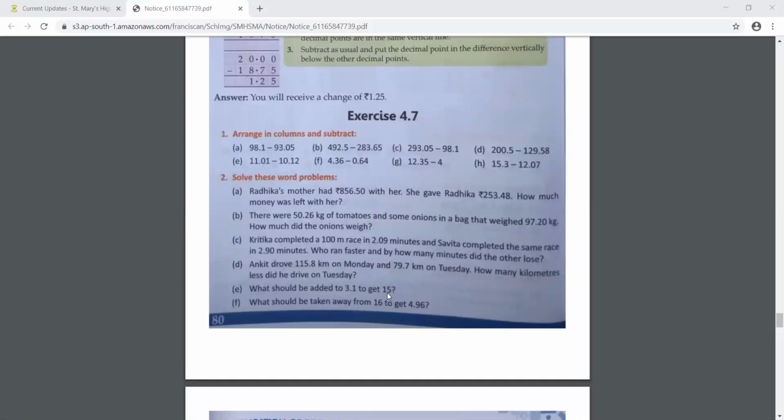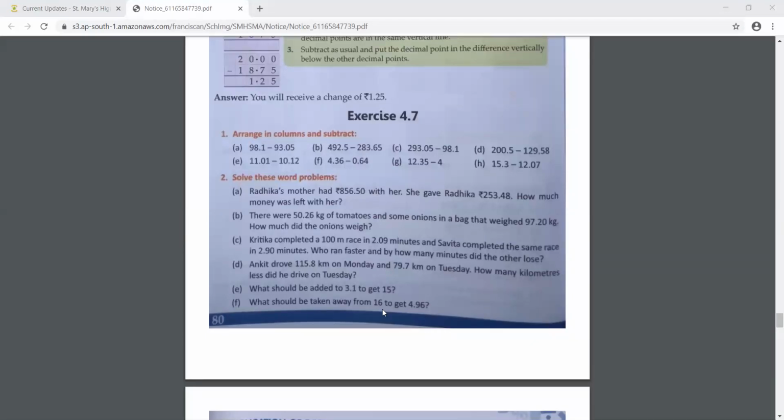Now next question. What should be taken away from 16 to get 4? Now 16 में से तुमको क्या निकालना पड़ेगा? इतना हटाना पड़ेगा that you will get 4. Okay. So I reduce it. What should you take away from 6 to get 4? अगर तुमको 6 में से 4 चाहिए तो तुम क्या निकालोगे? कितना नंबर निकालोगे? So 6 minus 2 is 4.